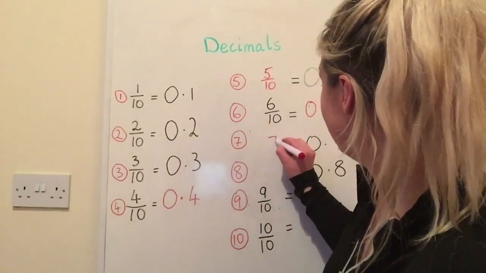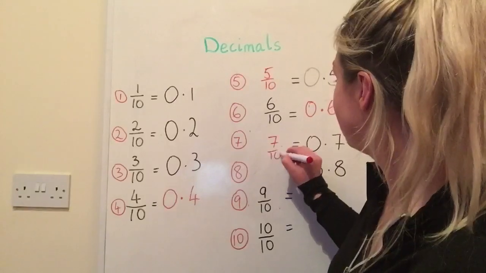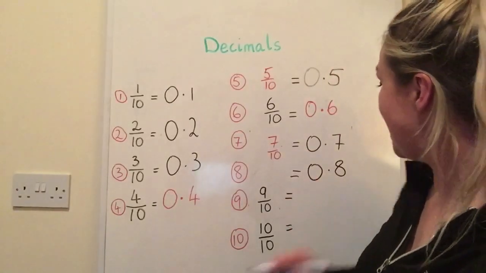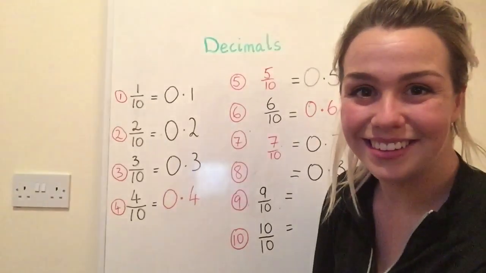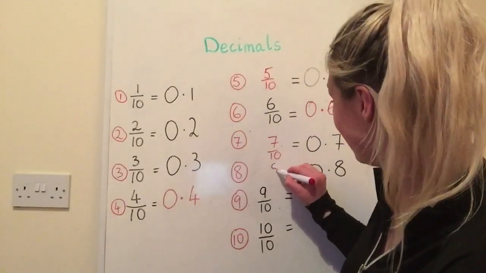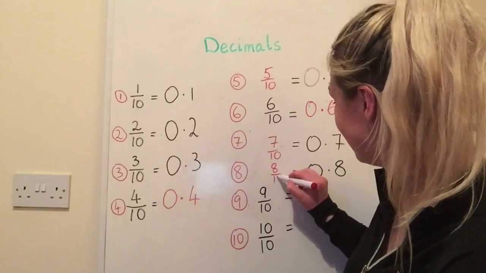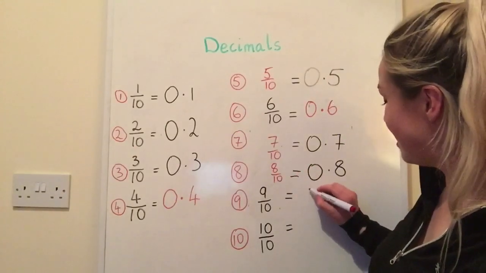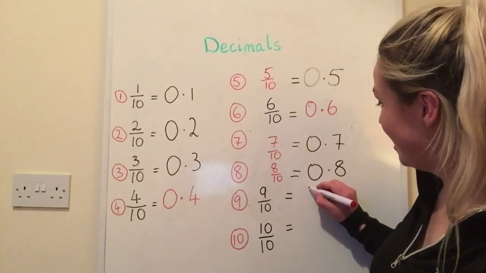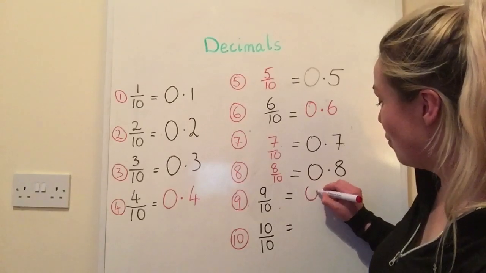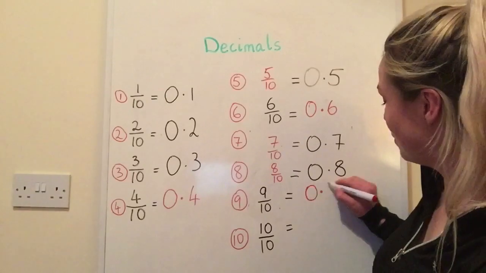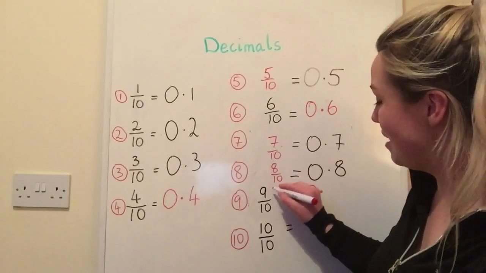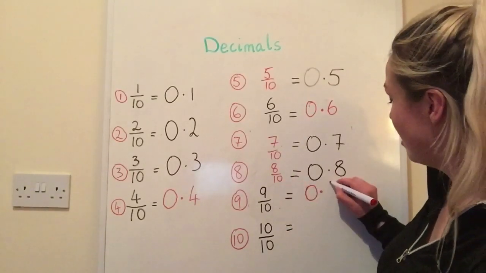Yes, 7 tenths. Very good. Then 0.8 is the same as 8 tenths. Well done. 8 tenths. 9 tenths is the same as writing down what? No whole numbers, you're right. A decimal point separating the whole numbers from the fractions. And how many fractions, how many tenths are there?